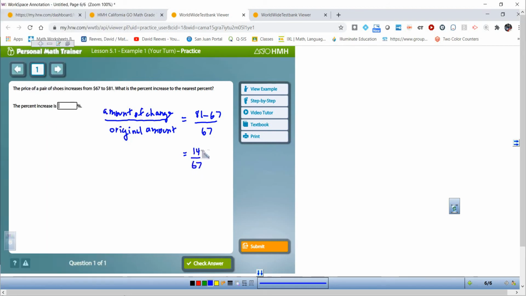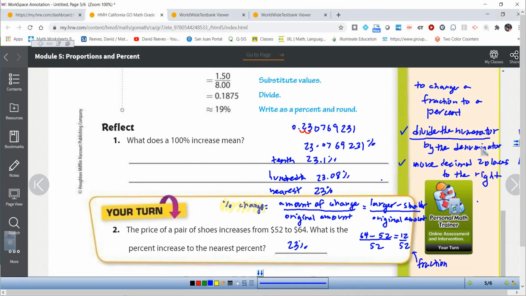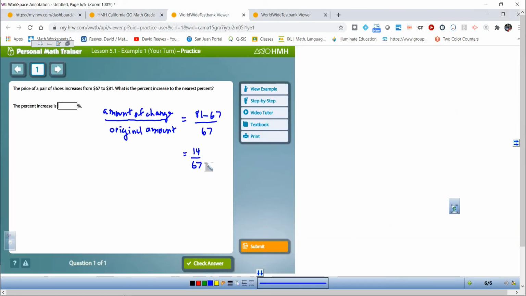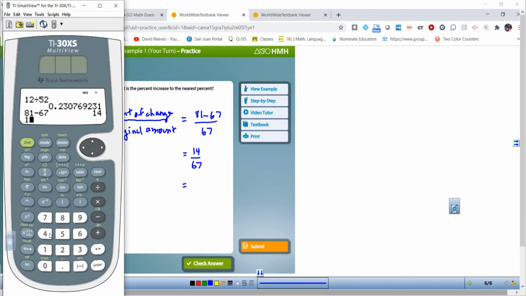All right, so now I have it as a fraction. But remember, what are we going to do? We're going to divide the numerator by the denominator, and then we're going to move the decimal 2 places to the right. So again, back to my calculator, I'm going to do 14 divided by 67. And when I do that, I get 0.20895. That's going to be plenty. I'm not going to write them all down like I did last time.